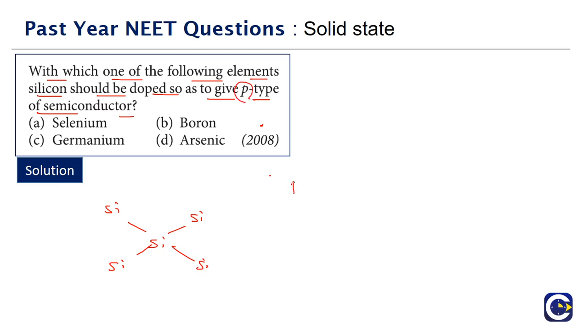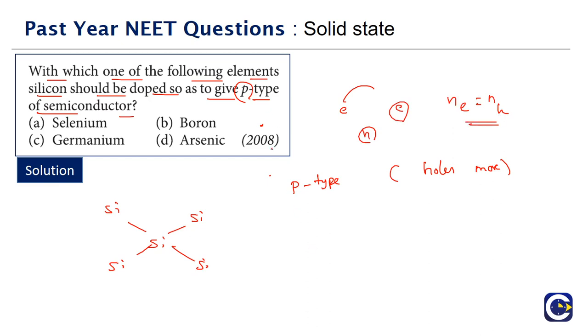P-type semiconductor means what? P-type will have more number of holes. The hole concentration will be more. In a normal semiconductor, the number of holes will be equal to the number of electrons. Why? Because if an electron comes out of its place, it is going to give a free electron, and so the number of holes will be equal to the number of electrons in a normal semiconductor.